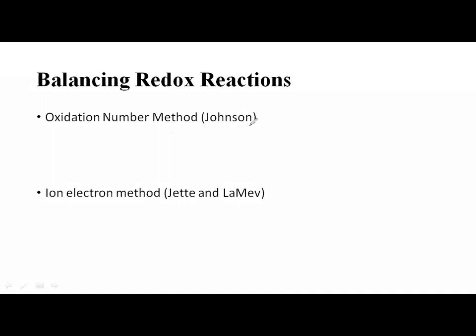The method of balancing the redox reaction by oxidation number change method was developed by Johnson. In this, the total increase in oxidation number must be equal to the total decrease in oxidation number. That means electrons are balanced. So this method is applicable for both molecular as well as ionic equations. And I hope you remember what we mean by molecular equation and ionic equation.